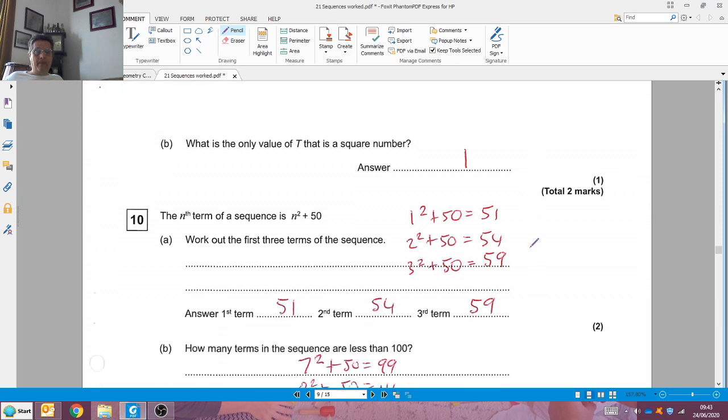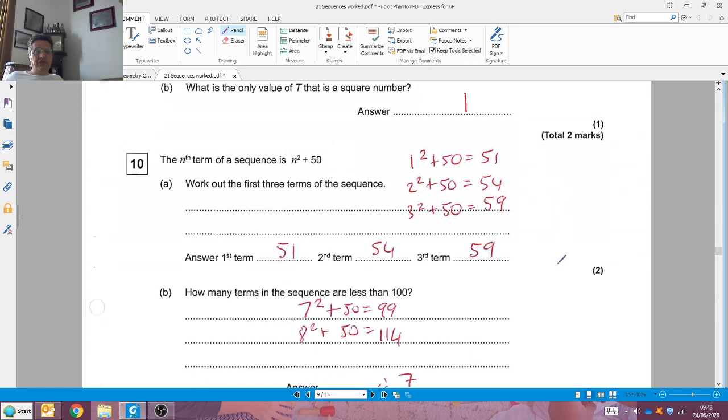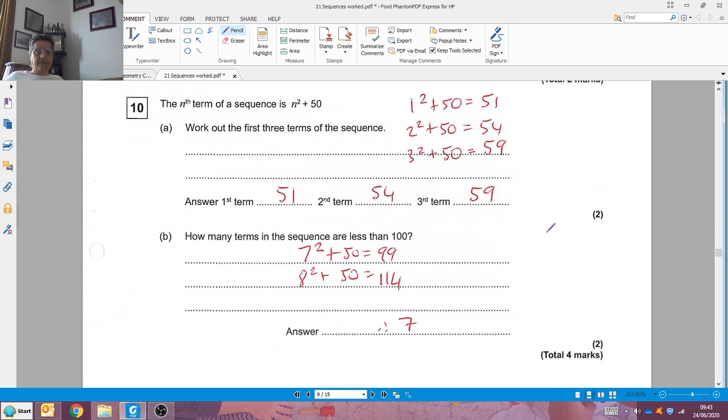Question 10 is just finding the first 3 terms of this quadratic. Square the one, add 50, 51, etc. There they are. How many terms in the sequence are less than 100? Well, one way to do it is as follows. I know 7 times 7 is 49, and 49 plus 50 is 99, so I'm pretty close. Then I thought I'd try 8 squared, so I'm using trial improvement. So 64 plus 50 is 114, which is way over the top, I think.